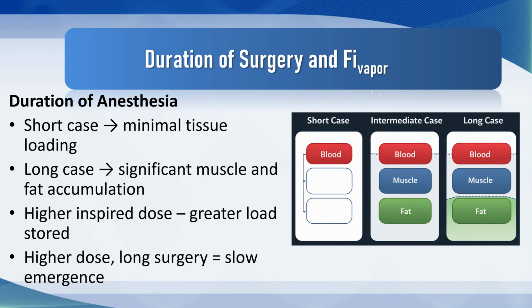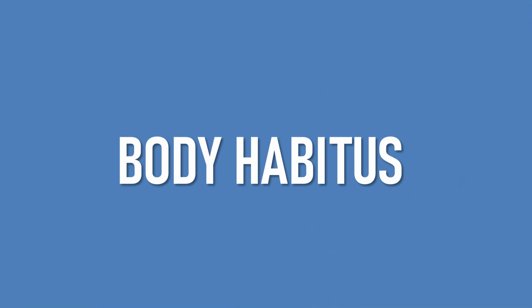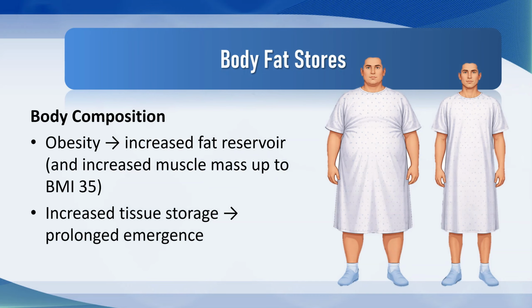The other thing that's really important is body habitus. In obesity, there are increased fat reservoirs, and there's also increased muscle mass or lean body mass, up to about a BMI of 35, and then those two lines separate, and most weight gain beyond a BMI, body mass index, of 35 is pure fat.